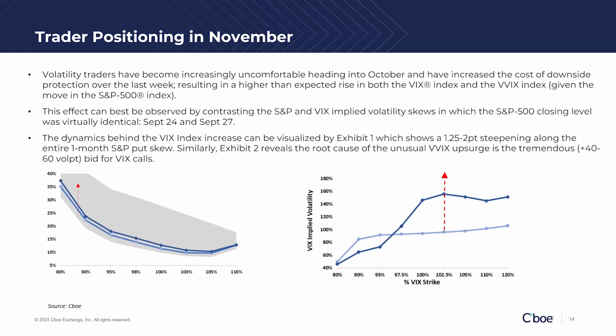deviations. And the general takeaway from both of these graphs is that heading into October, not only have traders steepened and increased the price of put protection for moderate downside moves in S&P, but also they significantly raised the price of risk for large downside moves in S&P.